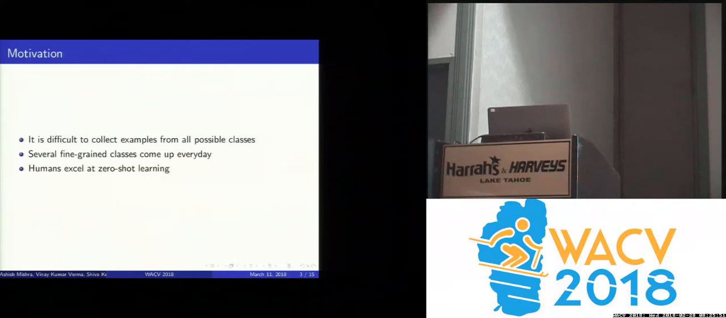The motivation for a zero-shot problem is as follows. The primary motivation is that it is difficult to collect examples from all possible classes, and that several fine-grained classes come up every day depending on the application one is concerned about. Another reason is that humans excel at zero-shot learning. When I describe a new activity to a person, even though he hasn't seen that activity before, he can identify that activity from a video.